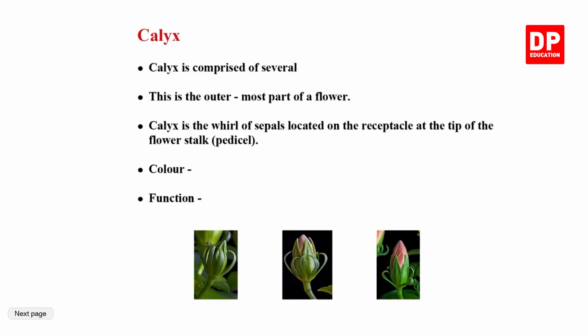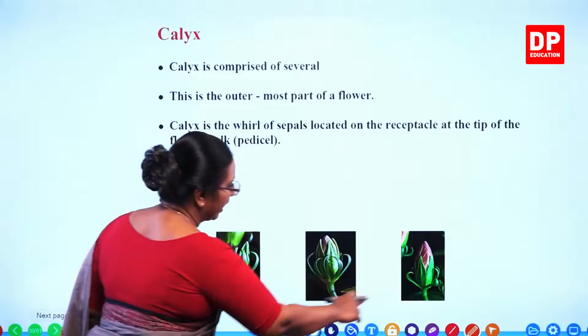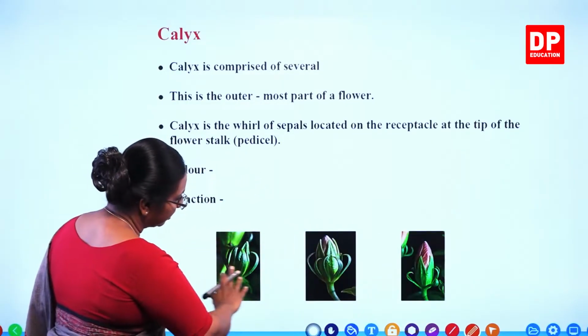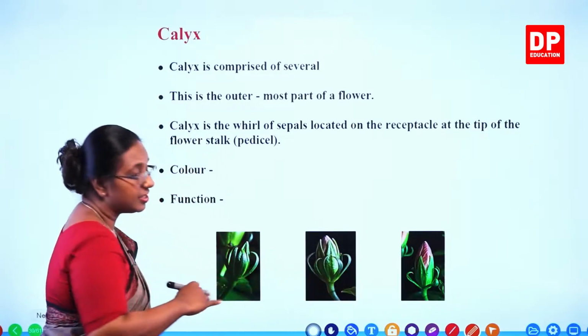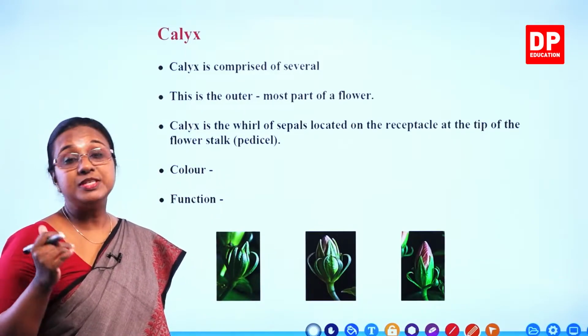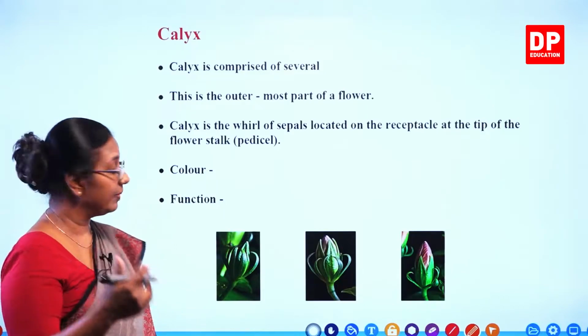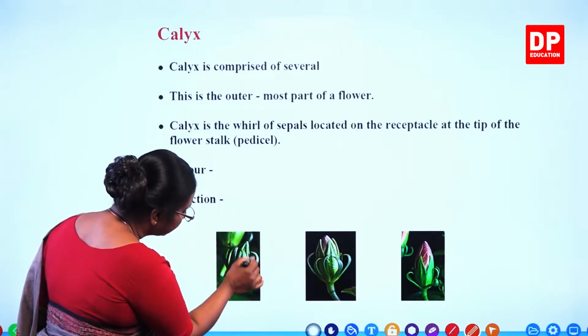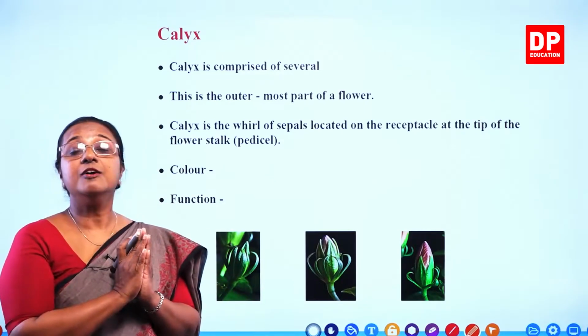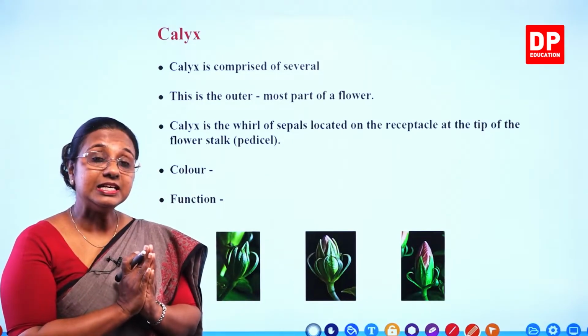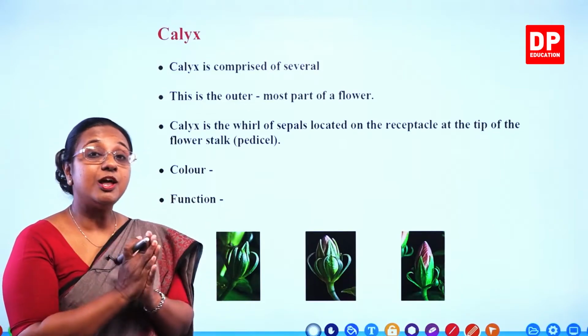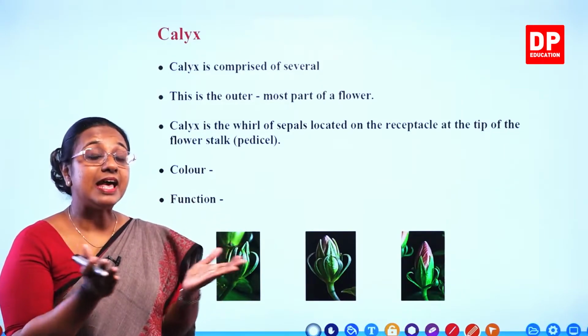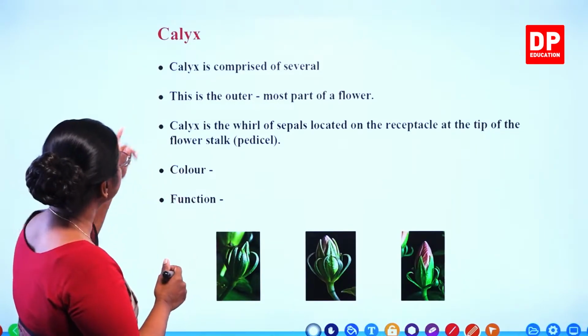Then we have the calyx. Now here, if you look at the three pictures, here you can see the different stages in which a bud blooms into a flower. Now here you can see, students, the green color structure that covers the flower. That is the calyx. It is a whorl of sepals. Sepals arranged into a whorl is known as the calyx.